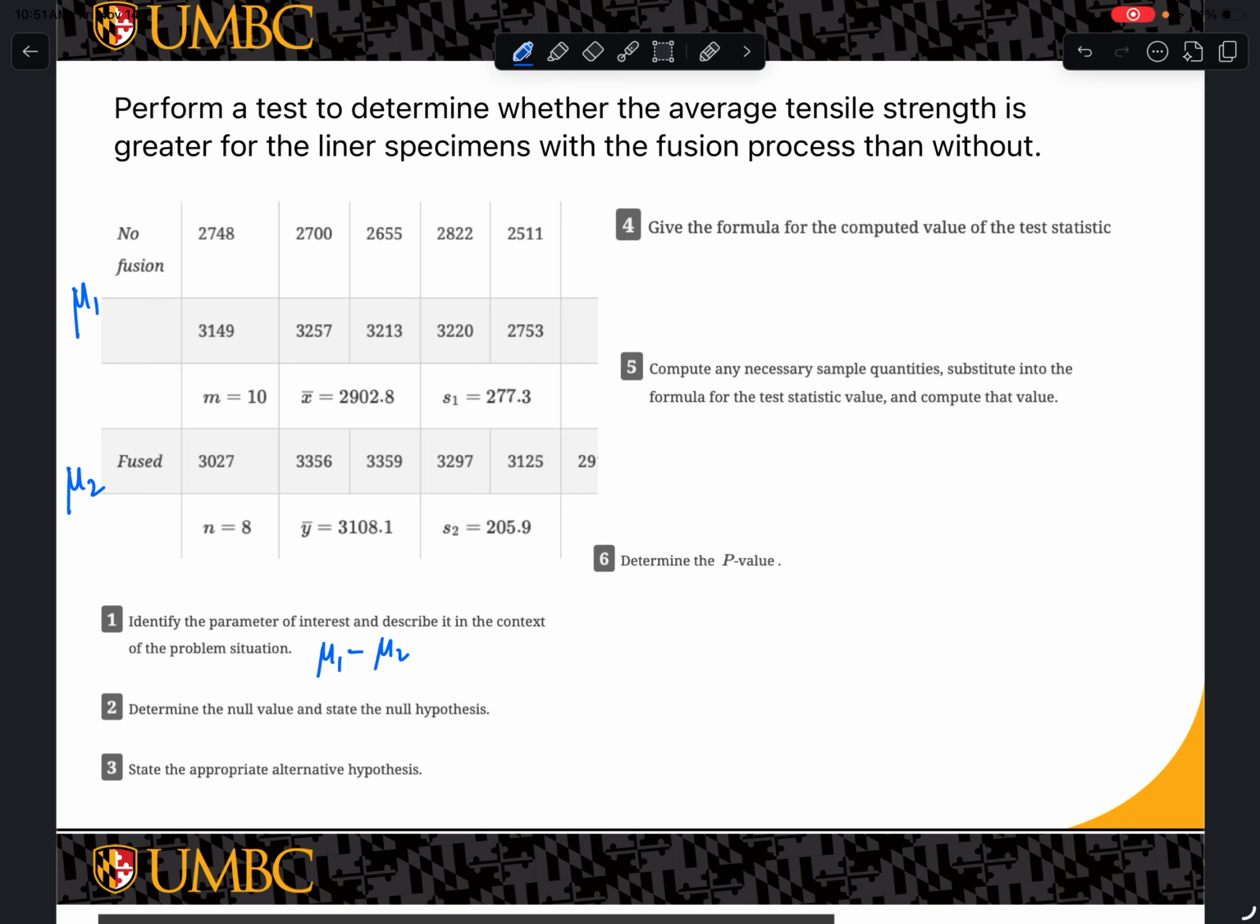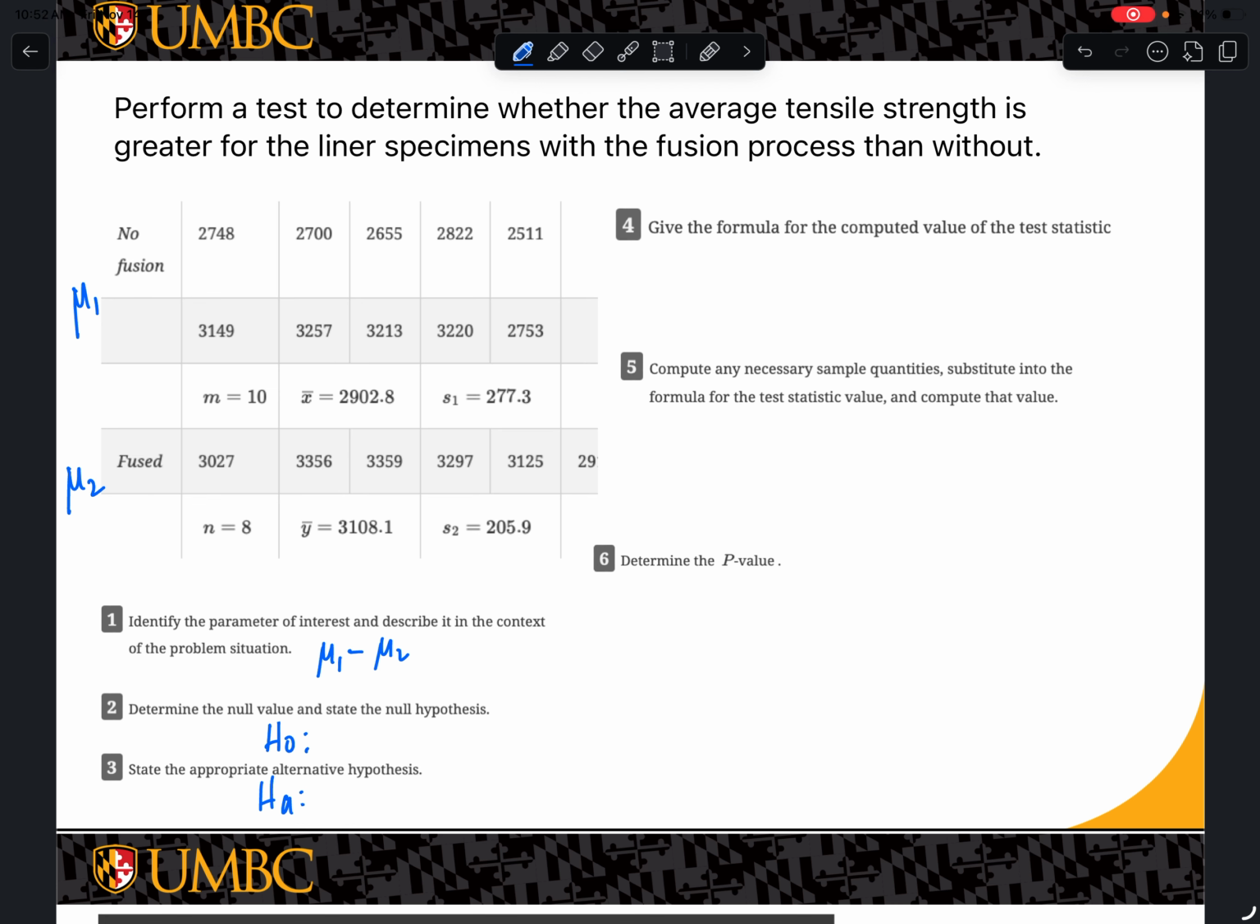Now the question is, how do I formulate my alternative and my null hypotheses? So I think it's sometimes useful to start with the alternative hypothesis, because the alternative hypothesis should line up with whatever claim or research question is being asked. So here I rewrote the research question up here.